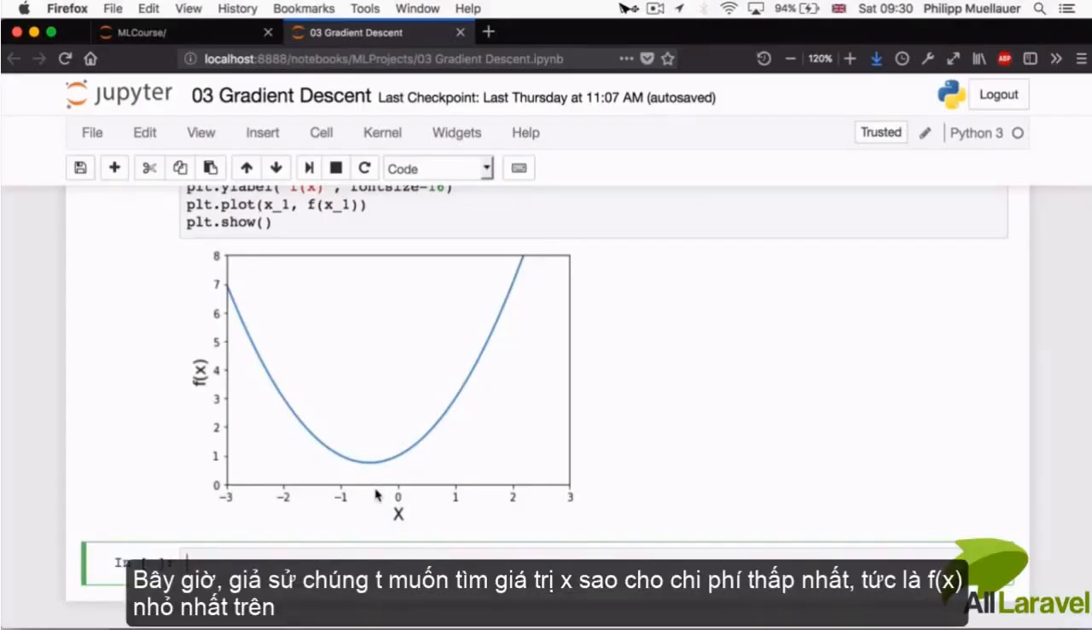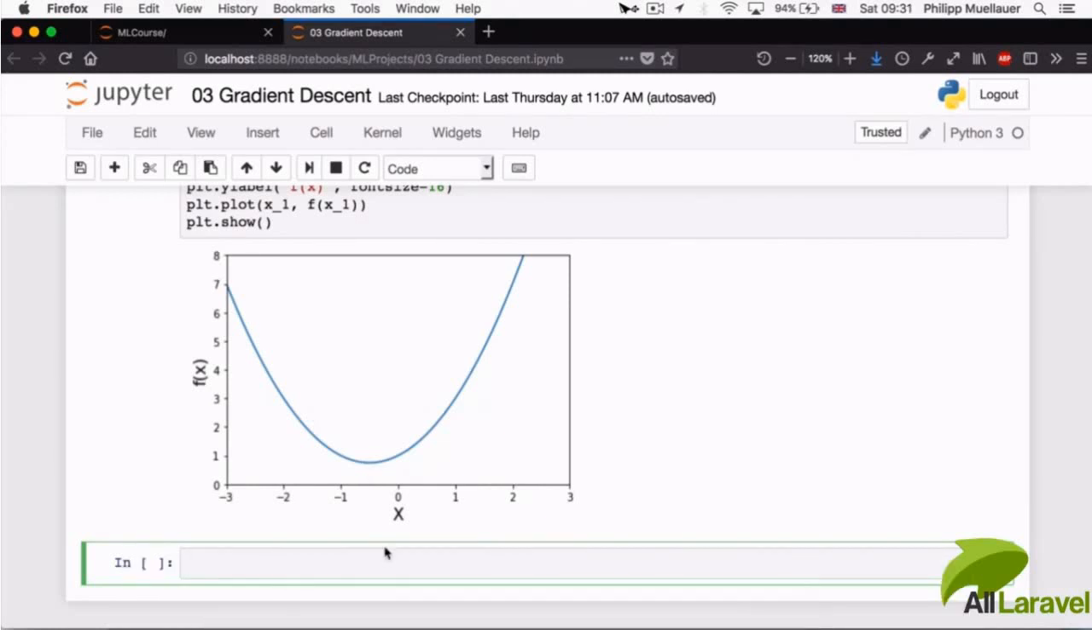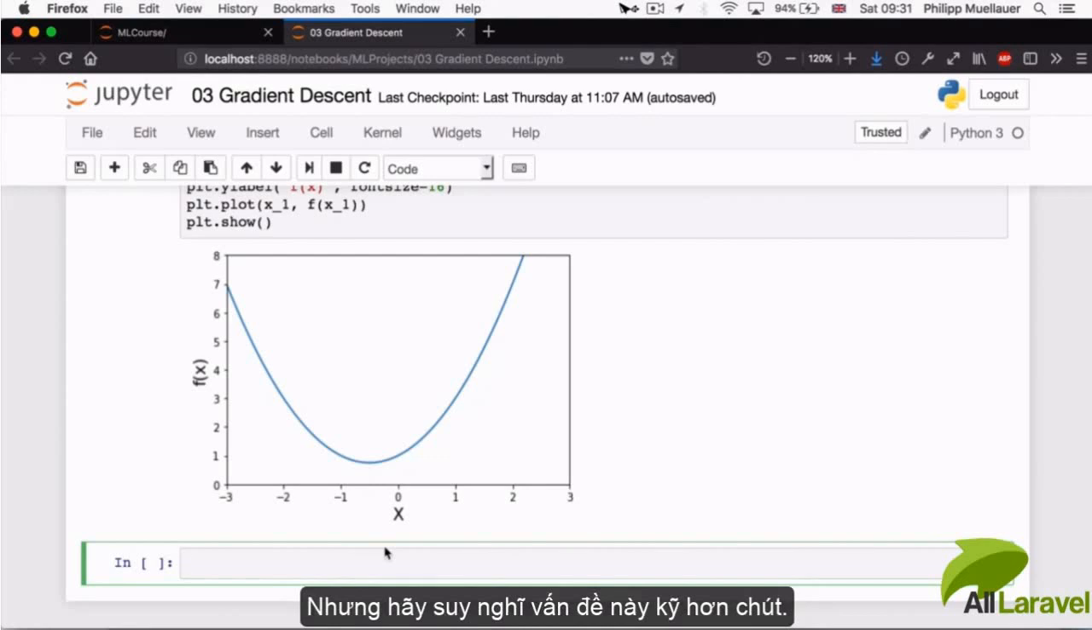Now suppose we want to find the value of x that minimizes the cost, that minimizes f of x. So on the graph, we can already see that that point would be around here. But let's think about this problem a bit more deeply, right?